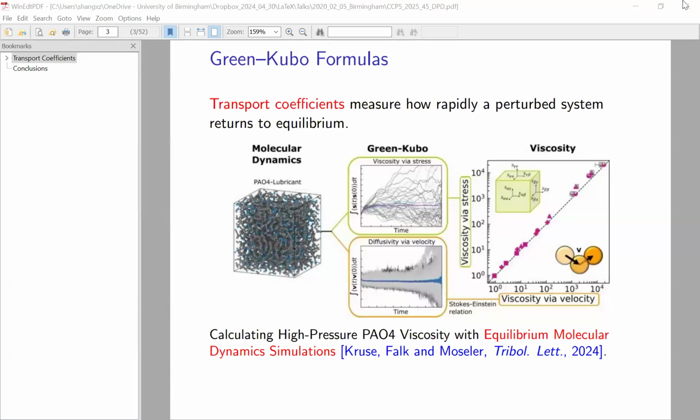When the autocorrelation function is a velocity autocorrelation function, as we can see from here, we can use the integral of this autocorrelation function to estimate the diffusion coefficient. And when it's the stress autocorrelation function, we can use the integral to estimate the shear viscosity, as we can see on the right here as well.